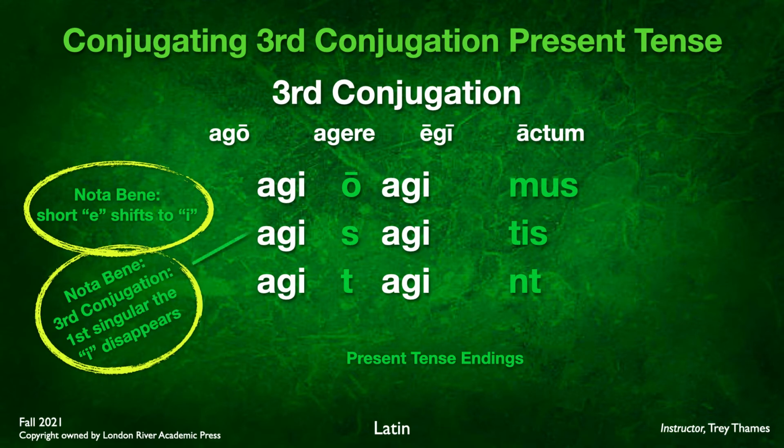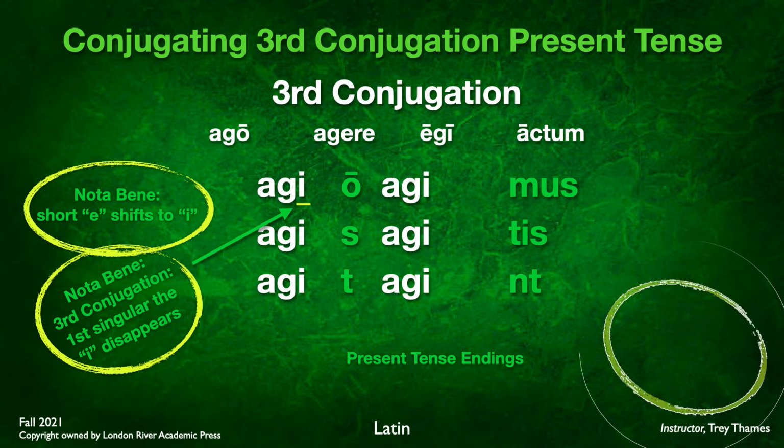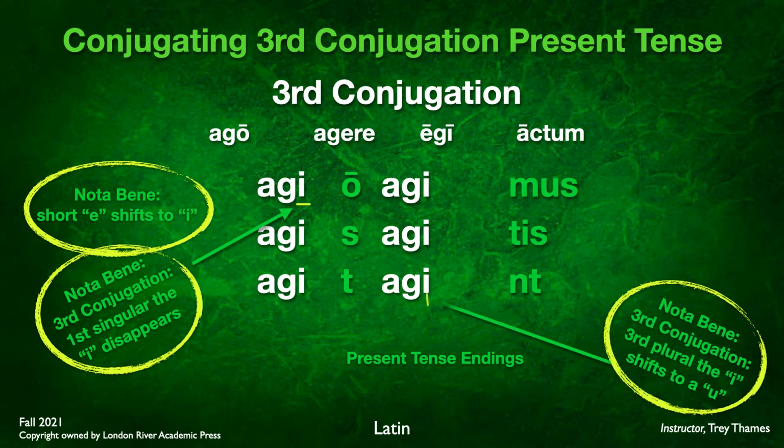The other thing you need to note is that in the first person singular, the I is going to disappear, and then in third person plural, you're going to shift from an I to a U. Okay, so I want you to just kind of look at this and soak this in a little bit. We've shifted from a short E to an I. And then in two places, we're going to have an additional shift. First person singular, that vowel drops away.